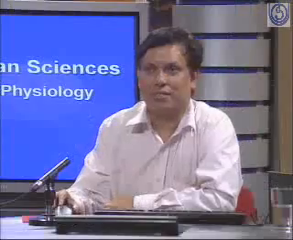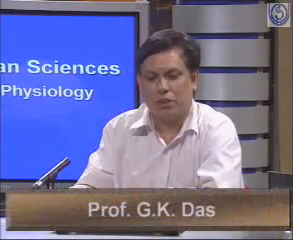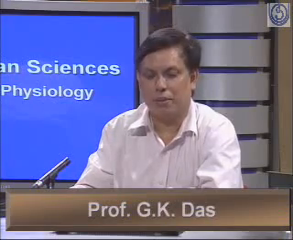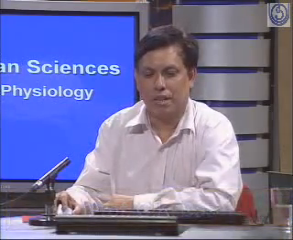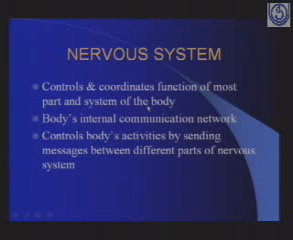Good afternoon, everybody. First, we'll discuss the main function of the nervous system. It controls and coordinates the function of most parts and systems of the body. The whole body is controlled by the nervous system. It is the body's internal communication network, communicating to all parts of the body through various routes that we will discuss. It controls the body's activity by sending messages from one part of the nervous system to another. So all the functions of the body are coordinated by the nervous system, the brain and spinal cord.